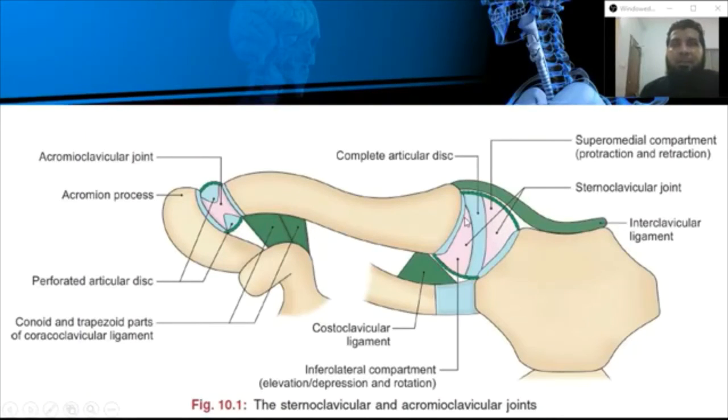Here, the medial end of the manubrium sterni gets attached to the clavicular notch of the clavicle and forms the sternoclavicular joint, which is a saddle variety of synovial joint. And this is the acromioclavicular joint, which is a plane variety of synovial joint. These are very important questions.